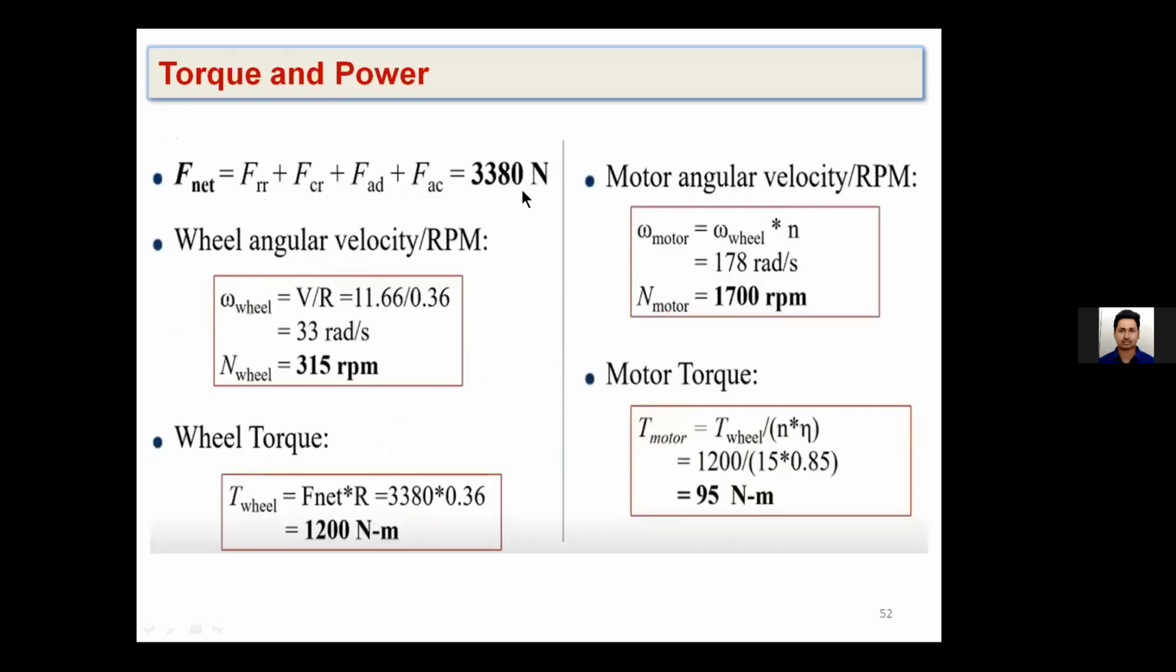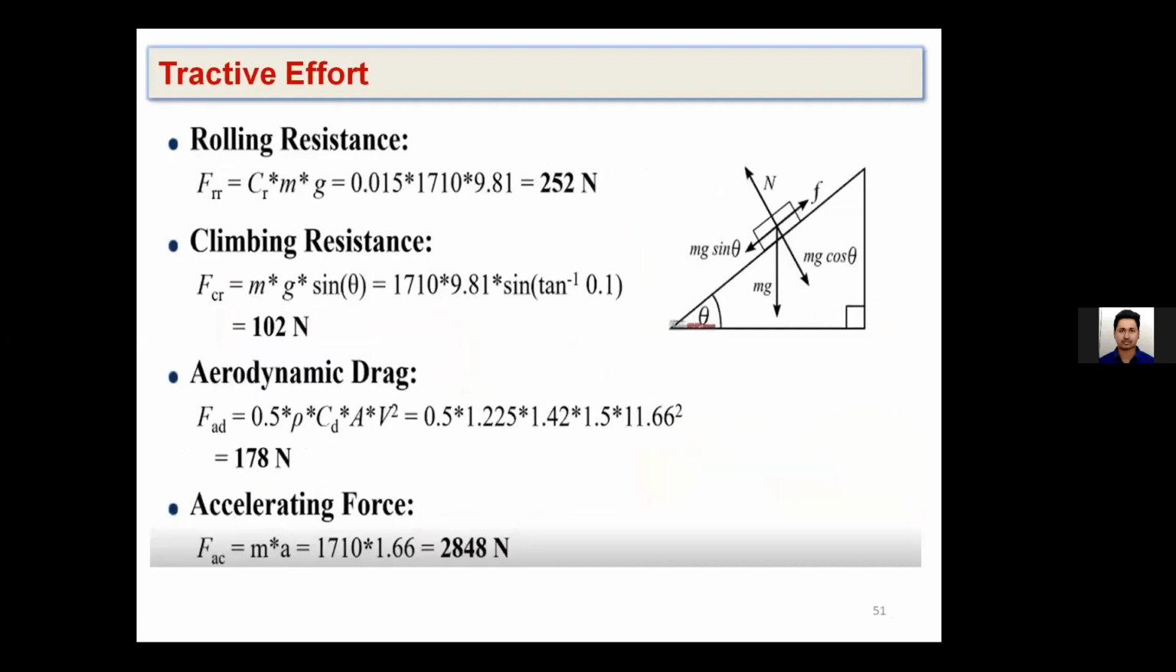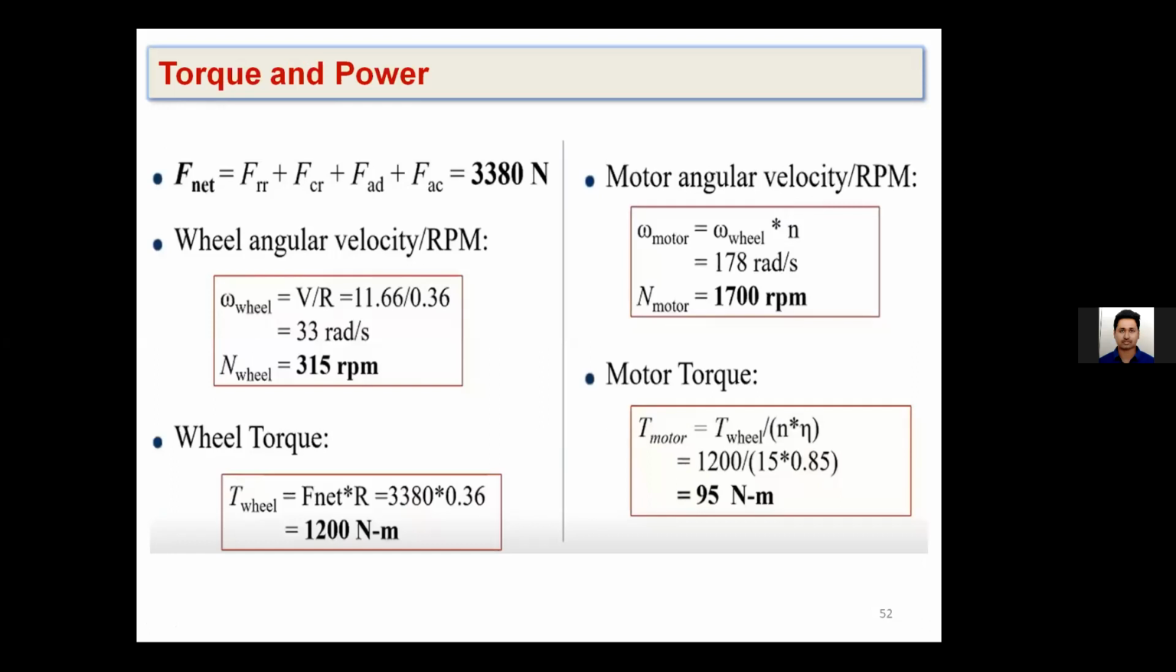That is 3380, and for this particular case, this is a basic procedure for designing, but from the industry point of view, it may differ slightly, because here we have considered a particular condition. But this is the basic procedure. Wheel angular velocity can be calculated from RPM, and from this it can be converted to radians. Similarly, wheel torque, where R means the radius of the wheel.